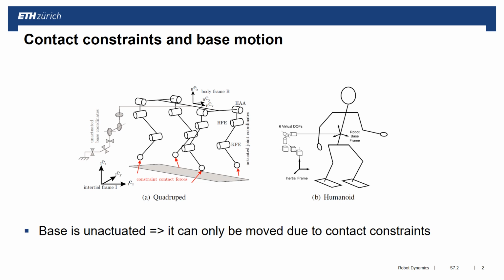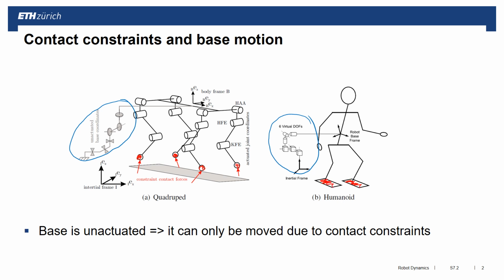Now, there are two special things about floating base systems. The first special thing is that the floating base is described by base coordinates, which define the position and the orientation of the base frame. And these base coordinates, as we know, are not actuated. So that means I cannot freely move the base in space if I'm not in contact with the environment. And this brings us to the second important element about floating base systems, namely that they interact with the environment through a number of contact points.